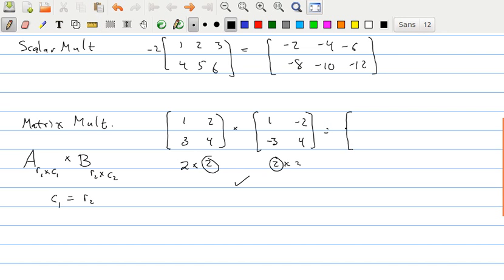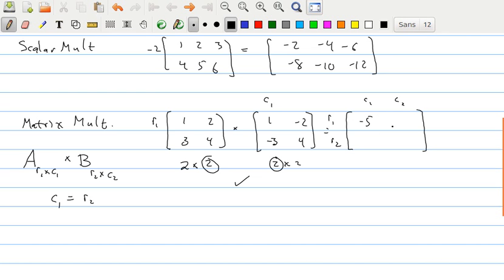Now to actually do this, let me just label this as row 1, row 2. This is column 1, column 2. To get the entry in row 1, column 1, what we do is we take row 1 of the first matrix and we dot product it with column 1 in the second matrix. So to get the row 1, column 1 entry, we dot product row 1 and column 1. So 1 times 1 is 1. Let me actually write this out. And then 2 times negative 3 is negative 6. So we multiply and add those together, we get negative 5.